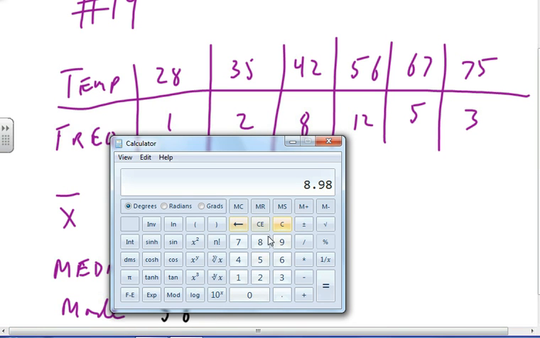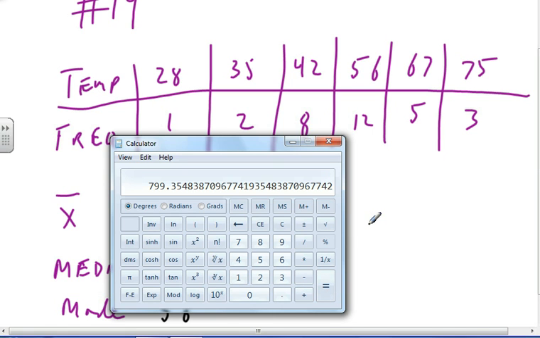Alright, well, I guess we'll have to use our calculator. 28 plus 2 times 35 plus 8 times 42 plus 12 times 56 plus 5 times 67 plus 3 times 75 equals. How many days are there in March? There's 30. I only have 30 days here. 31. You're right, 31 days. Divided by 31 equals.